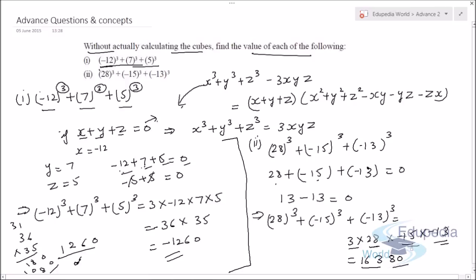So these are some of the advanced questions related to polynomial identities.